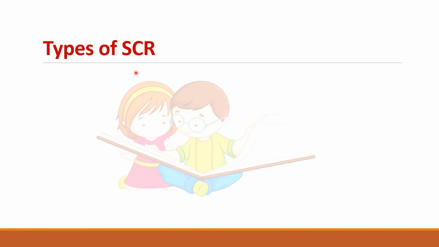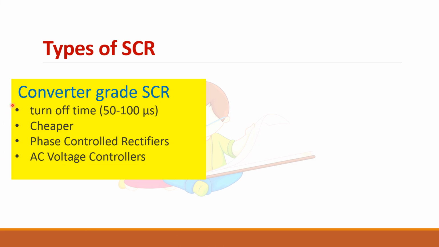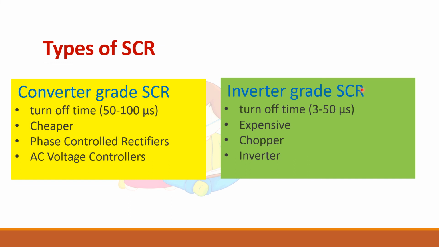There are two types of SCR. One is called the converter grade SCR. In this case, the turn off time is 50 to 100 microseconds. This SCR is cheaper. It is especially used in controlled rectifiers and AC voltage controllers. There is another type called inverter grade SCR. Here the turn off time is 3 to 50 microseconds. Actually it is faster, so it is expensive, and it is used in most of the DC circuits like choppers and inverters.